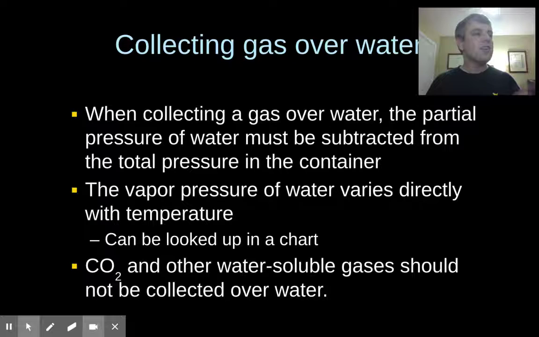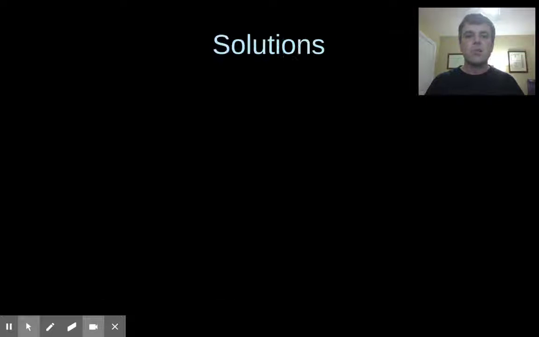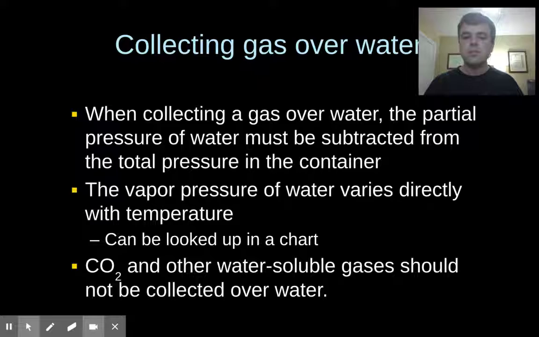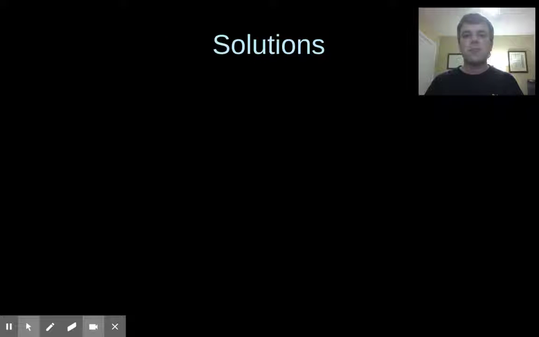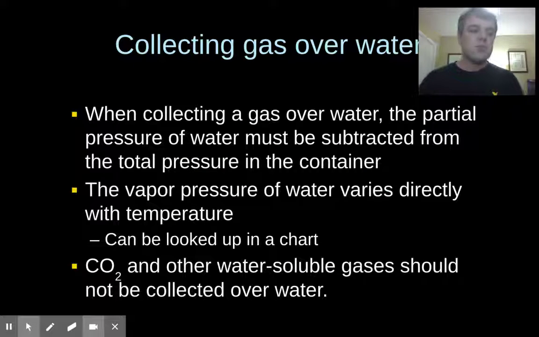Hydrogen gas, which is completely nonpolar, doesn't dissolve hardly at all in water. So it's a great one to collect over water. And this is kind of leading into what we're going to talk about next week, which is solutions, when you mix things into water.